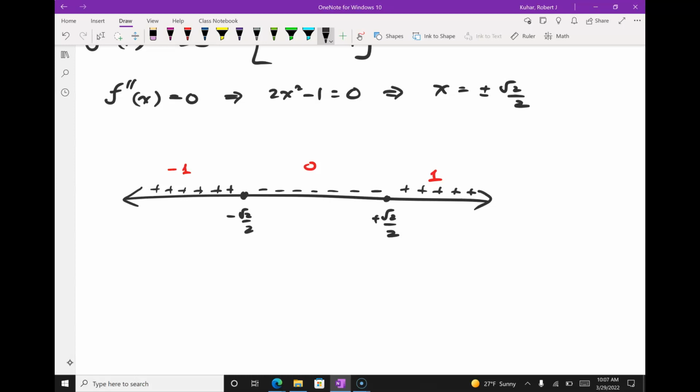Is it okay to put the values into the second derivative? Yeah. But you're going to get the same answers, right?